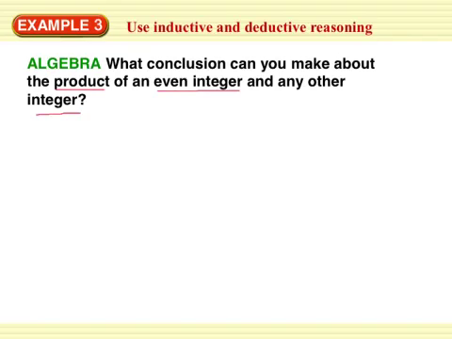So I'm going to look for some patterns. I'm going to do a whole bunch of stuff times 2, and 2 is going to be my even integer. Let's try negative 2 times 2, and then a positive 2, a positive 4, a 10. Negative 2 times positive 2 is negative 4, then 4, 8, 20.